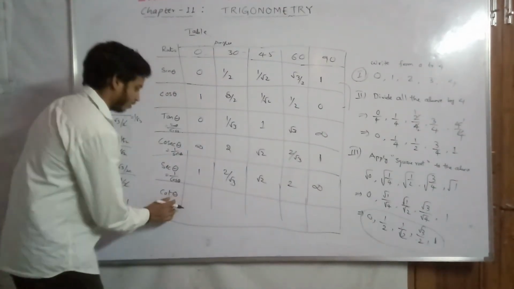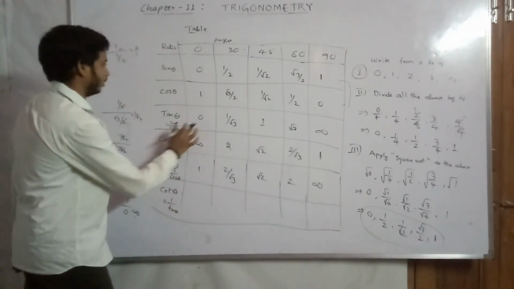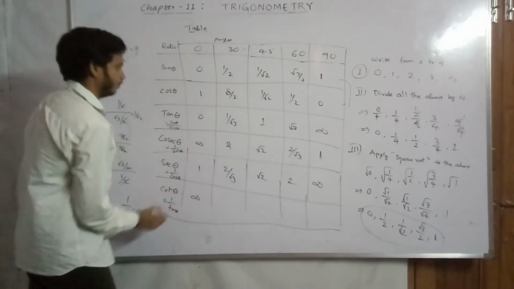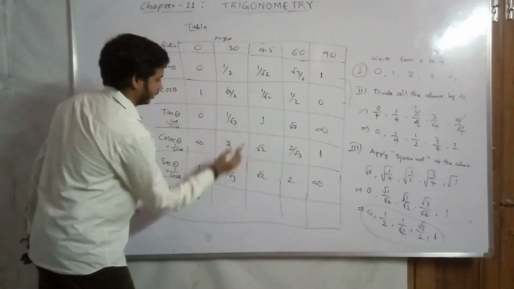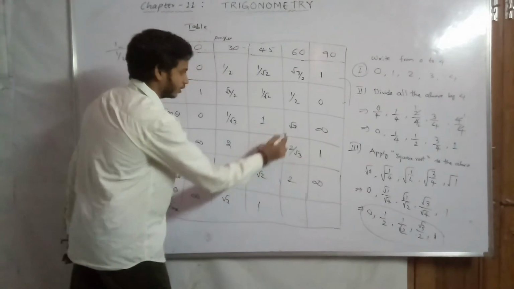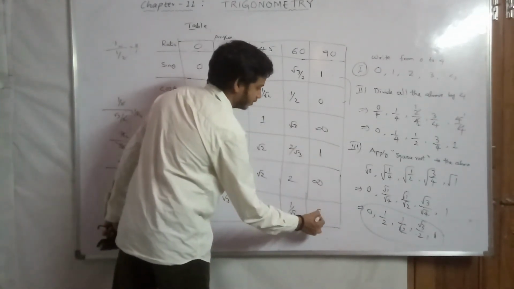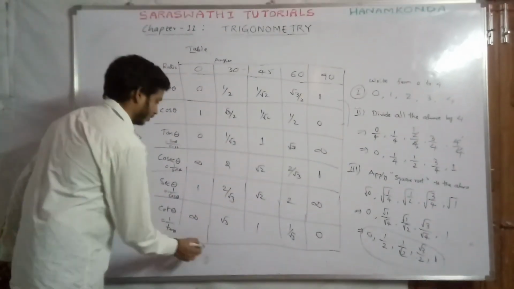Next, cot theta. We know that cot theta is the reciprocal of tan, that means 1 by tan. So 1 by 0 is infinity. Then 1 by 1 by root 3 is root 3. 1 by 1 is 1. Next, 1 by root 3. Next, 1 by infinity is 0. So this is the trigonometry table.